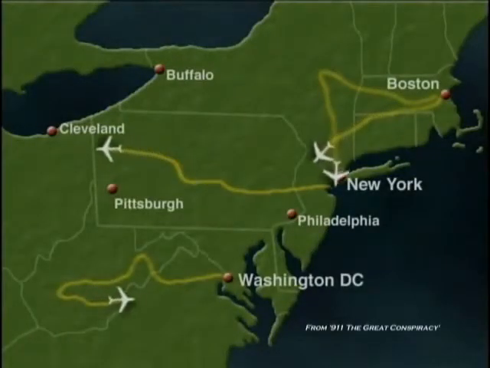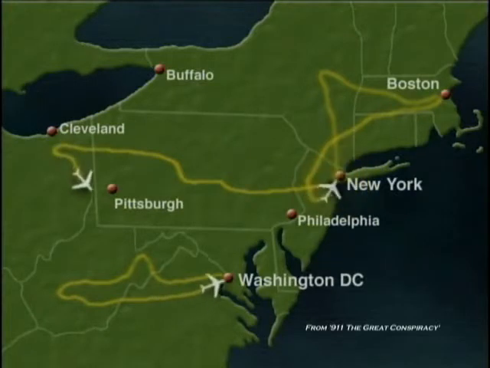Not a single U.S. Air Force interceptor turns a wheel until it's too late. There are no jets at all. What if they were so confused, and had been so deliberately confused, that they couldn't respond?